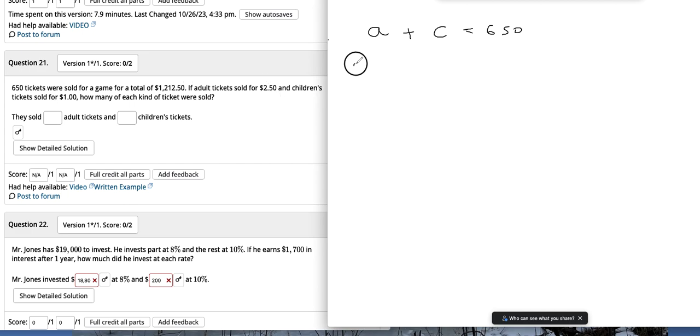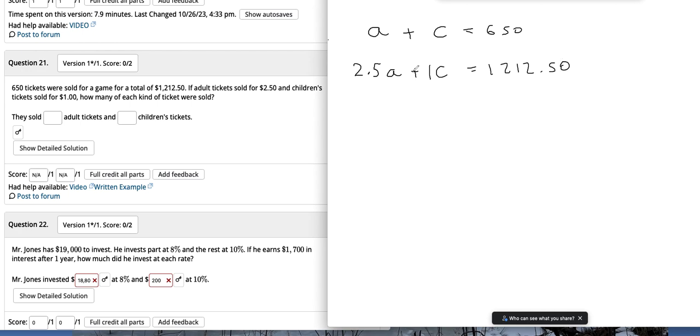So 250, and I'm going to call that 2.5 just to not have that zero there. That's $2.50 for adults plus a buck for kids. So that would just be one C, so I'll just write that as C. So $2.50 for each of these tickets plus $1 for each of these tickets is going to make the $1,212.50.